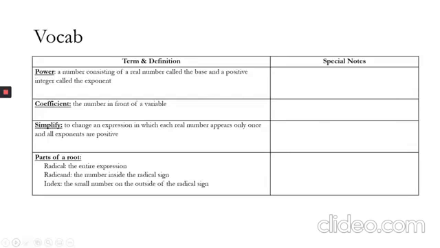Alright, so this is on the first page of your notes, so if you'll go back and fill out this last box for parts of a root. Basically we're used to seeing this all the time, but the number inside of this radical is called the radicand, and the small little number on the outside is called the index. Now most of the time if we don't see an index number, we're just going to assume it's 2, and that's where we call something the square root. If the index is 3, then it's called the cube root. After that we don't really have names, it's just the 4th root, 5th root, etc.